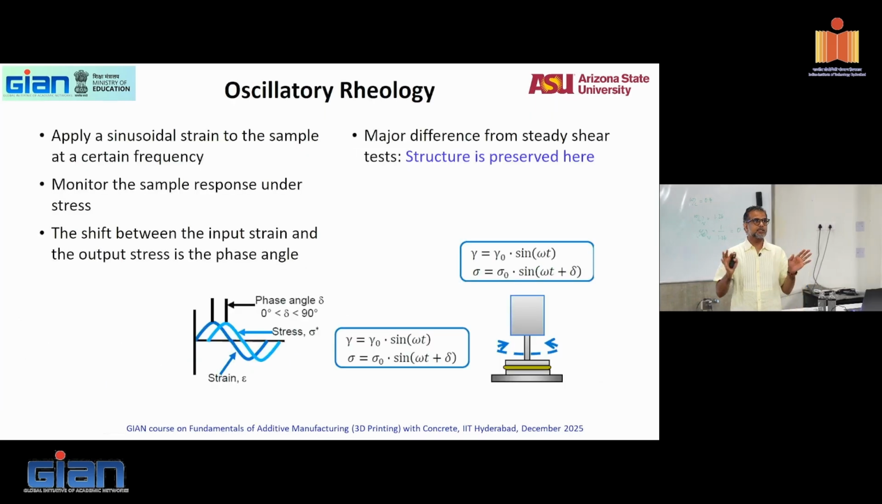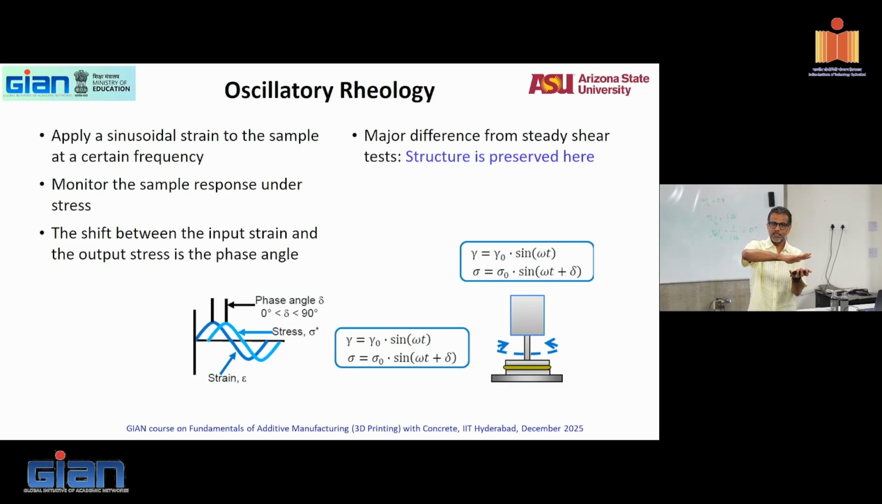So this is rotational rheology, where you are applying a rotational or shear stress in a parallel plate or cone or cylinder or whatever. The next one is oscillatory rheology, where instead of applying a rotational shear, you're applying a sinusoidal impulse. Oscillatory means positive and negative. So apply a sinusoidal strain to a sample at a certain frequency and monitor the sample response under stress. That is your strain, that is your stress.